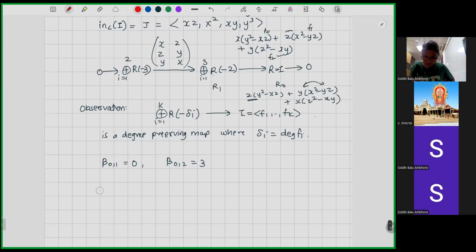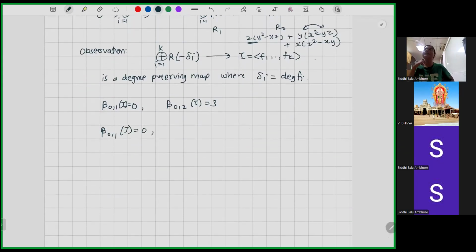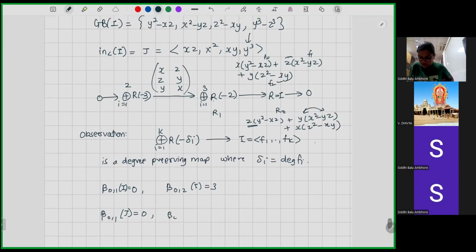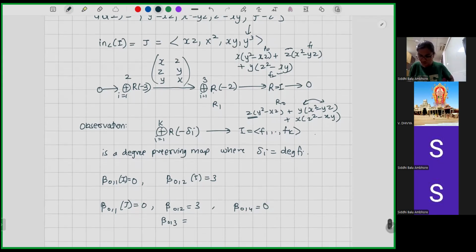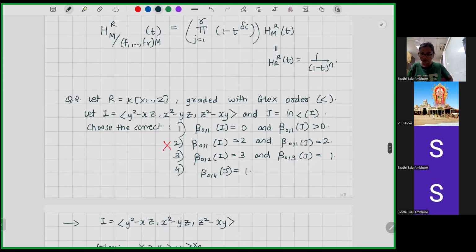So it's no, right? So beta 01 of, this is I actually. Let me write here I. Beta 01 of J is 0. No degree 1 element is available in J. Beta 02, there are 3 degree 2 elements available here. So there it is 3. Beta 04, right? Beta 04 is 0 and beta 03 is 1. Okay, so that's what we are getting here. So beta 03 is 1 and beta 02 is 2. So this is the correct answer.